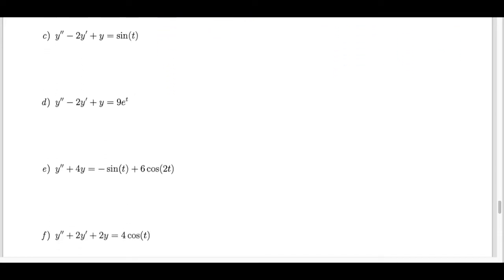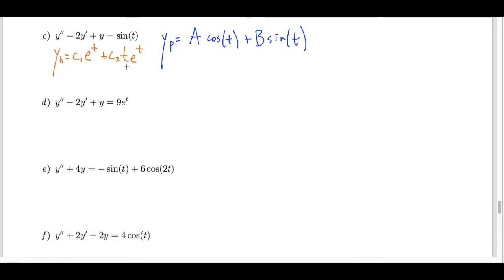On part C, notice that I have a new left-hand side, so let me identify the y sub h first. Based on the fact that my right-hand side is sine of t, my initial choice for y sub p would be y sub p equals a cos of t plus b sine of t. Comparing my y sub p with my y sub h, there is no repetition, so I don't have to adjust this y sub p at all. In this particular case, this initial choice will in fact work.